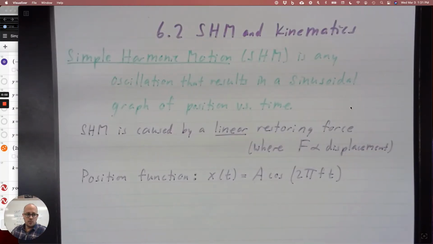All right, hey folks, video 2, which is really video 3 for this unit, is about simple harmonic motion, which is the name of the unit, and the kinematics of simple harmonic motion. So, oscillations can have kind of any pattern that they want. It can be just like an on-off switch is an oscillation, but simple harmonic motion is a subset of oscillations. So simple harmonic motion is any oscillation that produces a sinusoidal graph of position versus time.